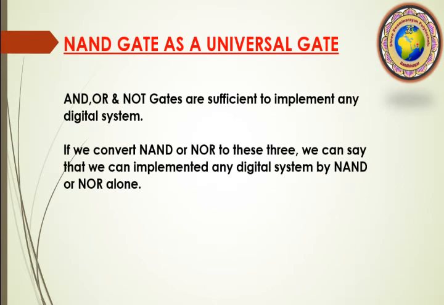So AND, OR and NOT: these three gates are called basic gates. As we know, these three gates are known as basic gates. These basic gates are sufficient to implement any digital system. So if you know very well about the AND, OR and NOT, then using these three we can convert to any logic gate.